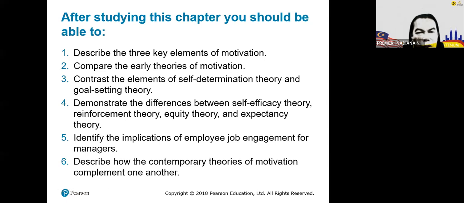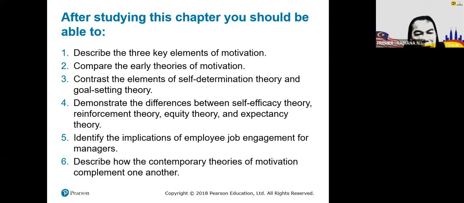There are so many theories in motivation, from the old theory, the beginning theory, until the current theory. And students should be able to contrast the elements of self-determination theory and goal setting theory. That is a very popular theory in OB. And demonstrate the differences between self-efficacy, a word that is very important to everybody in organization. That's why I relate to the self-efficacy theory, reinforcement theory, equity theory, and expectancy theory. There are so many theories in motivation, but we expose a little bit of several theories.